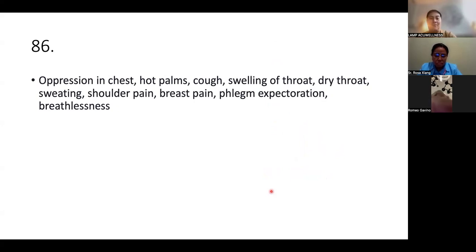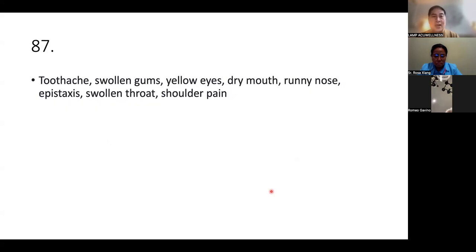Oh, okay. You have to provide us the prescription. Since our topic is host guest, the answer should be host guest points. There's oppression in the chest, hot palms, cough, swelling of the throat, dry throat, sweating, shoulder pain, breast pain, phlegm expectoration, breathlessness. Lung 9 and LI6. Okay, remember this combination. Lung 9 with LI6.